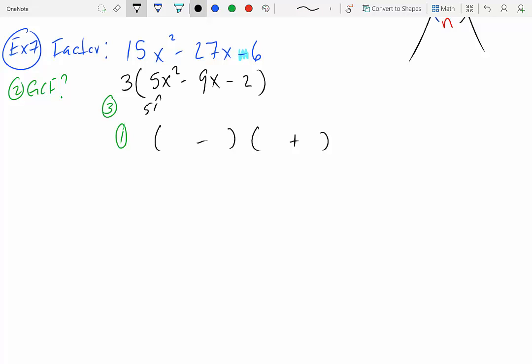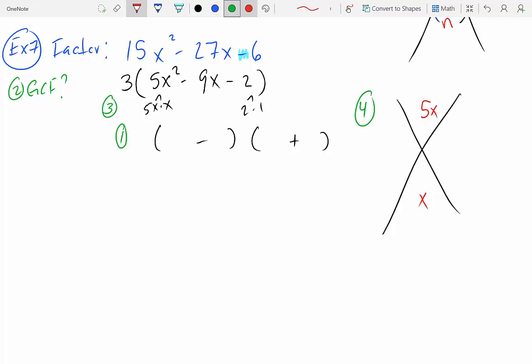So we have 5x times x and 2 times 1. Our fourth step, we're going to draw an x and put one set of factors from each, top and bottom, left and right. So luckily we only have one set to pick from, so we have 5x and x and 2 and 1. And since they're different signs, we need to subtract to negative 9x. So I'm going to go right.